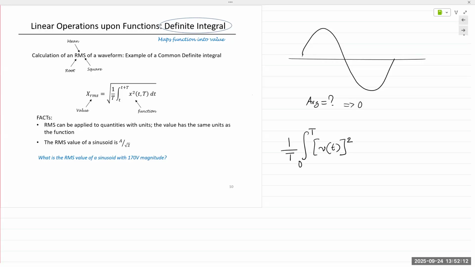Find the average. But now, this is not the average of the waveform. This is the average of the square of the waveform. Because we took the square at the beginning, now we will take the square root of the result. And this value is known as the RMS value, or the root of the mean of the square of the waveform. Root mean square, more commonly known as RMS.